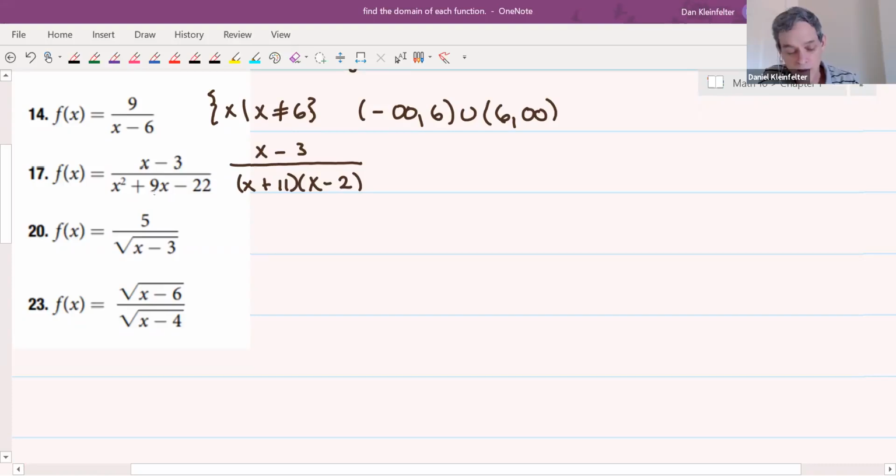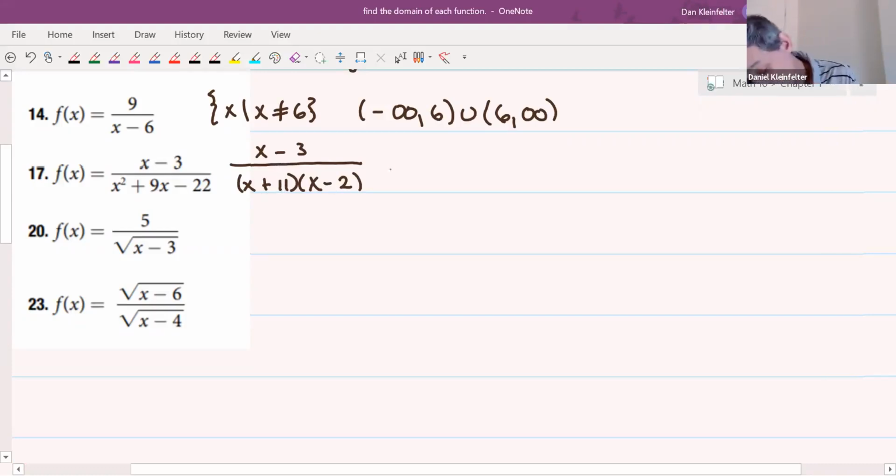That would be part of intermediate algebra, but I can help you with that if you need. So factor that. The numerator doesn't really matter, right? X could be 3, that's fine. The numerator on a fraction can be 0, that's fine. But x can't be negative 11 and x can't be 2.